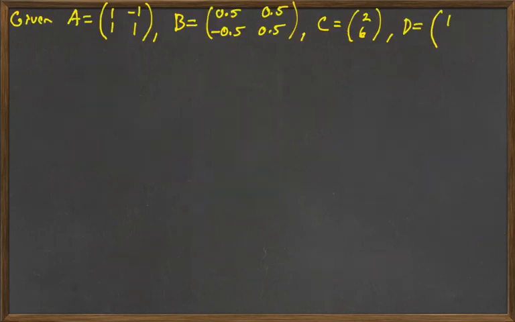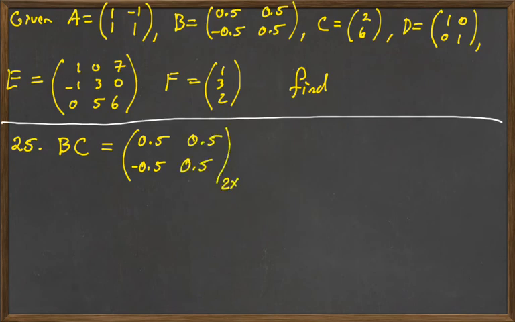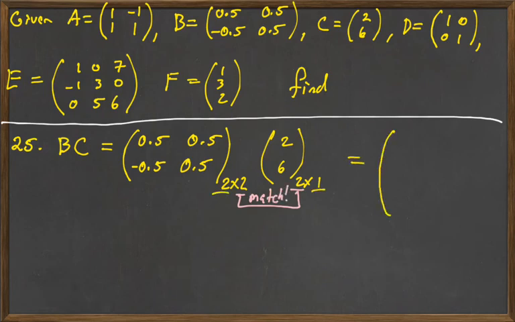Okay, what do we got? A couple more. So here it is all again. So we're looking at 25 here. We're going to multiply matrix B and C. Matrix B is all the 0.5s, one of them being a negative 0.5 in row 2, column 1. And matrix C, which is 2, 6. Okay, so we do have a match, and this is going to be a 2 by 1 matrix.